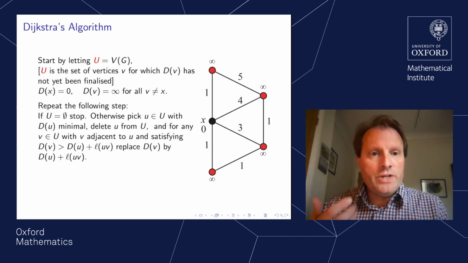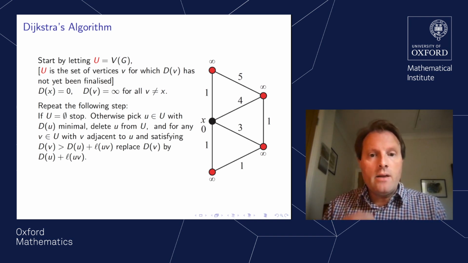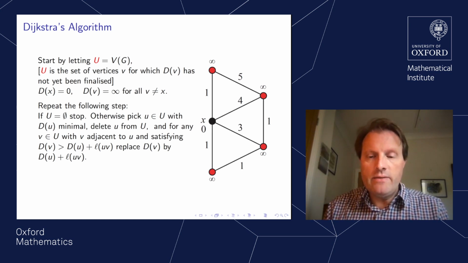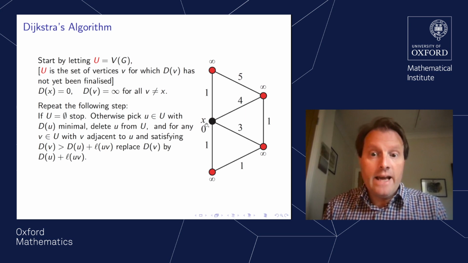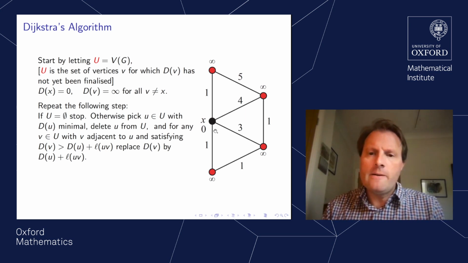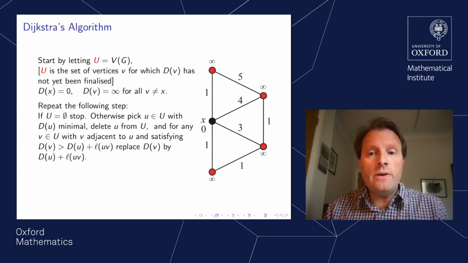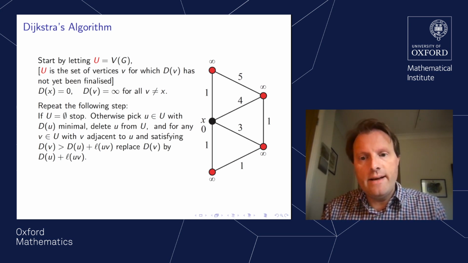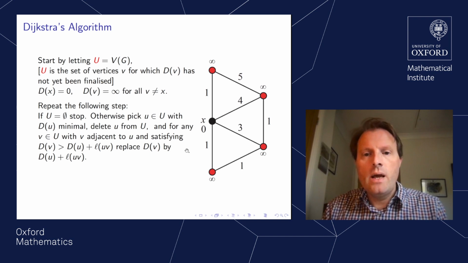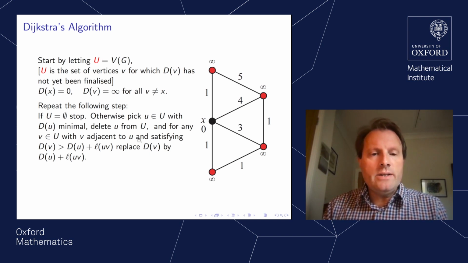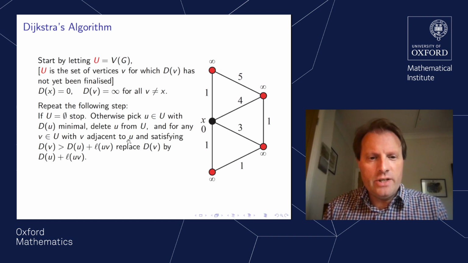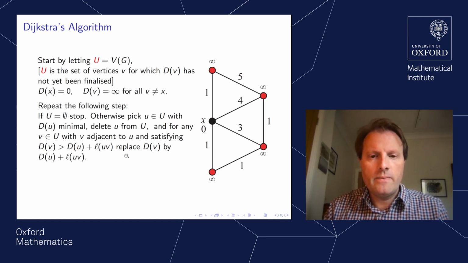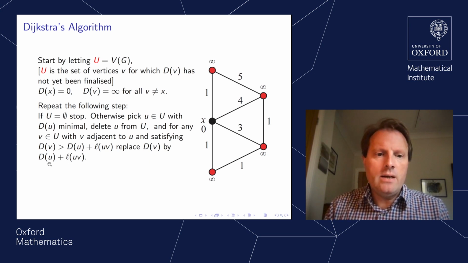Okay, so the first stage is to pick the vertex with smallest d value. That's x in this case. In fact, it's always x. And we remove it from U. In other words, we finalize its d value. And what we do is for every vertex v adjacent to u and satisfying d of v is greater than d of u plus L(uv), we replace d of v by d of u plus L(uv).